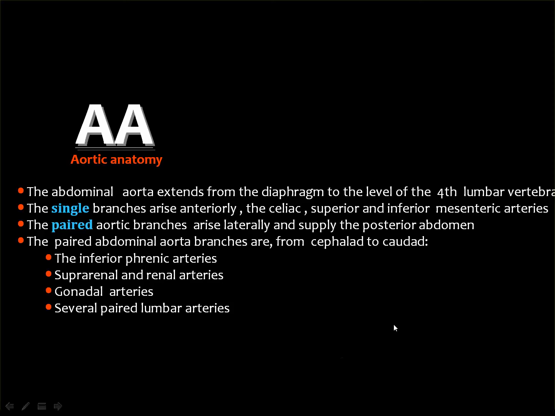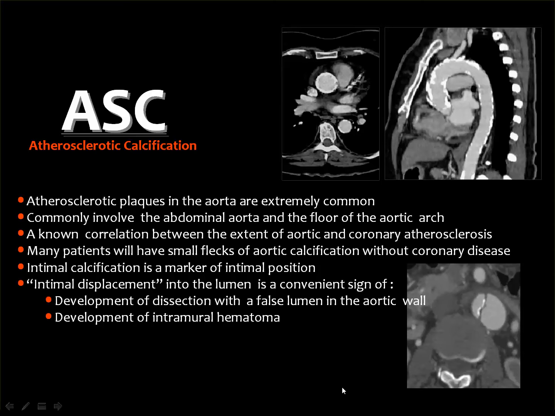And you know that the aorta gives single branches and paired branches. The single branches are the celiac, superior mesenteric, and inferior mesenteric arteries, while the paired branches are the inferior phrenic arteries, the suprarenal and renal arteries, the gonadal arteries, and of course the lumbar arteries.